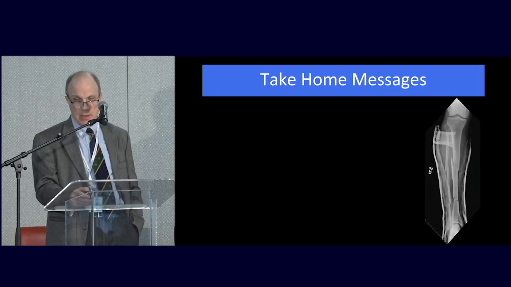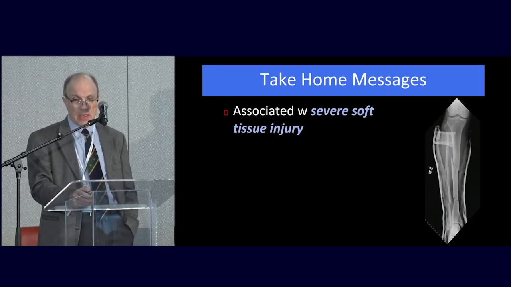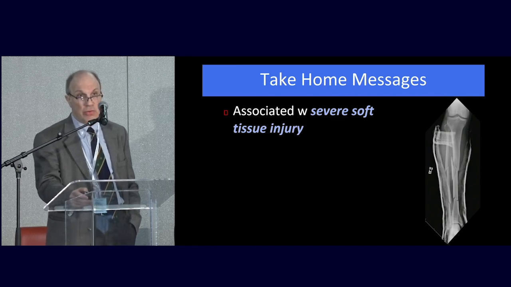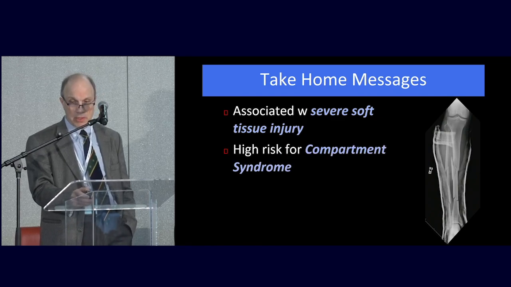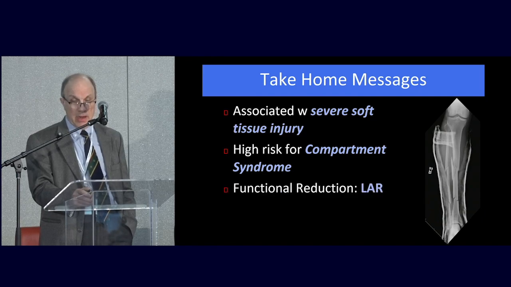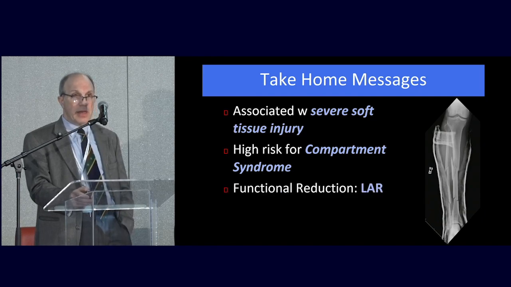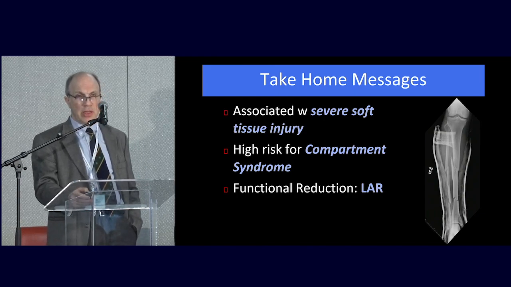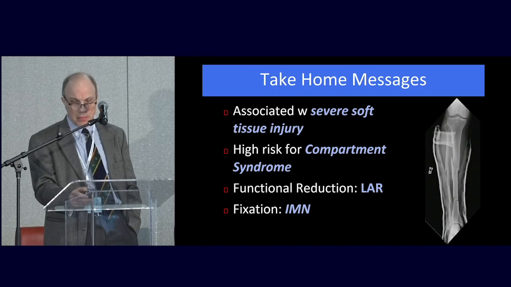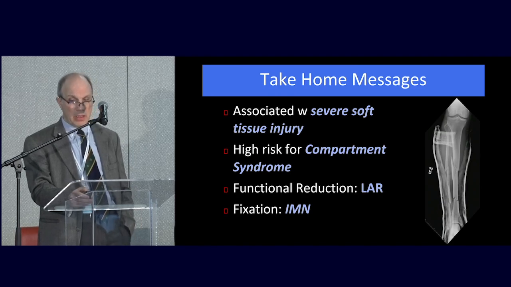Take-home messages: I think that these are associated with severe soft tissue injury. Again, you are looking at the X-ray, but don't forget the compartment syndrome risk. And it's about the length, alignment, and rotation, right? The middle segment doesn't matter as much, as long as your joint line, proximal and distal, is fine, and your rotation is good. The fixation is going to be commonly an intramedullary nail.